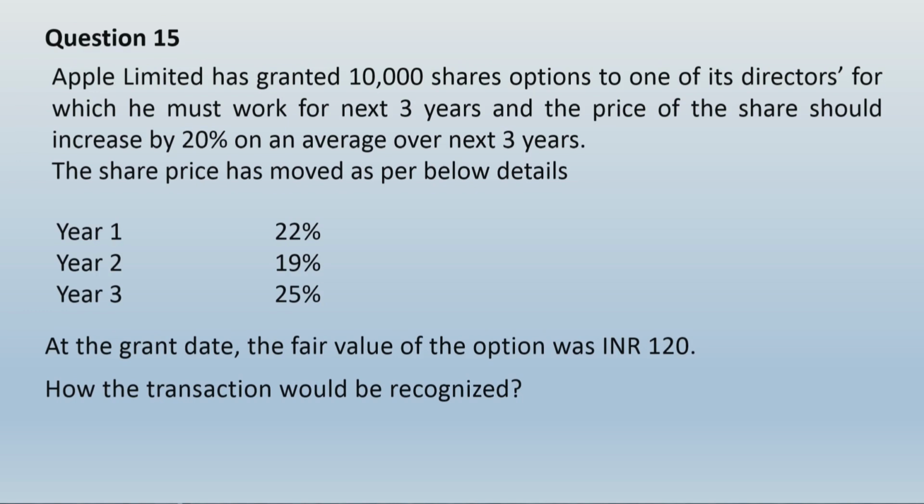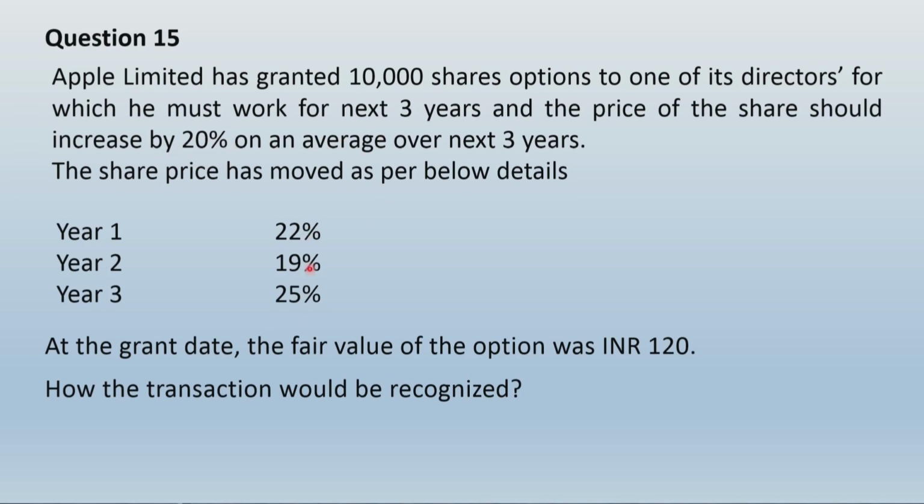Now friends, this is going to be very simple. Let me explain you how to analyze this. There are 10,000 shares to be given to this employee, and the fair value of each option is 120 at the grant date. So the total value of the benefit will be 120 multiplied by 10,000 shares, and that will work out to 12 lakhs. Now the condition of service is he must work for 3 years, and then the market condition is also attached that the share price should be increasing on an average by 20%.